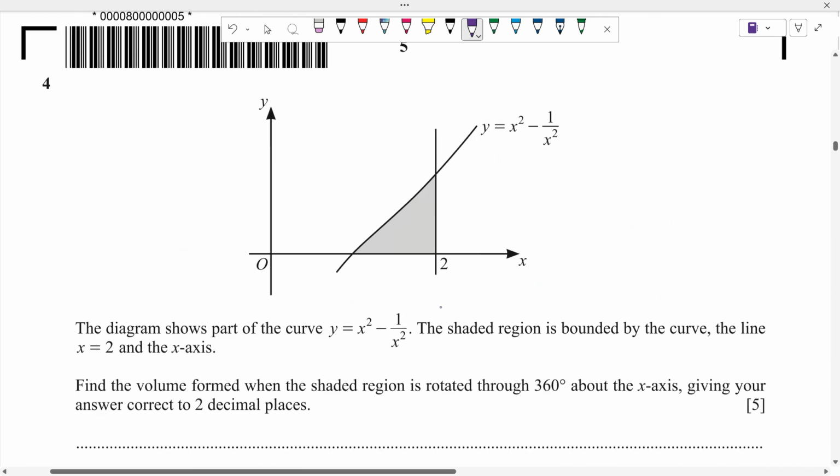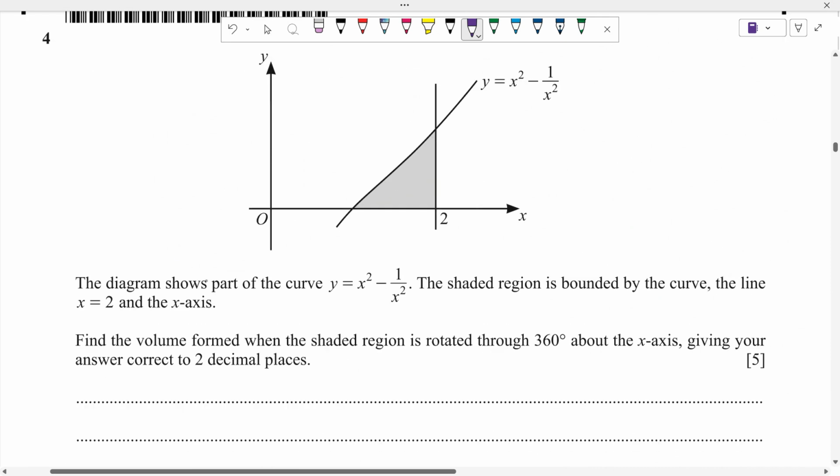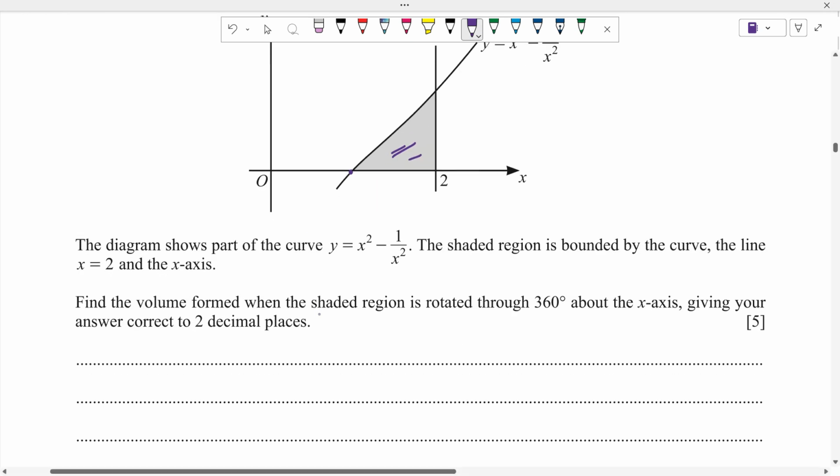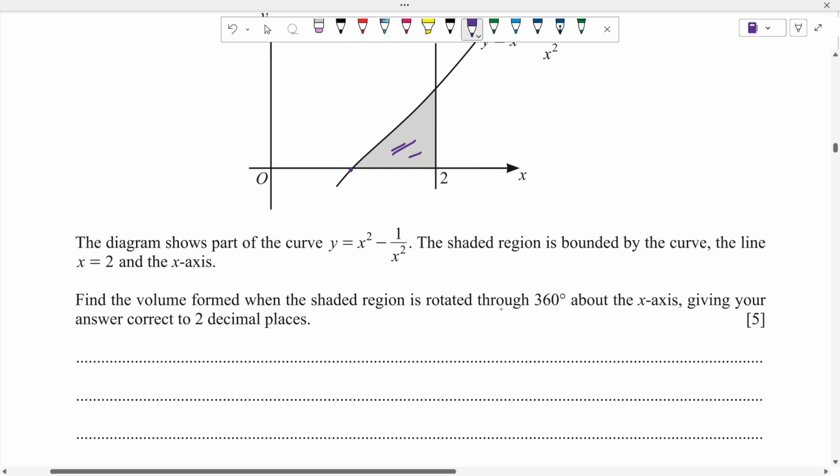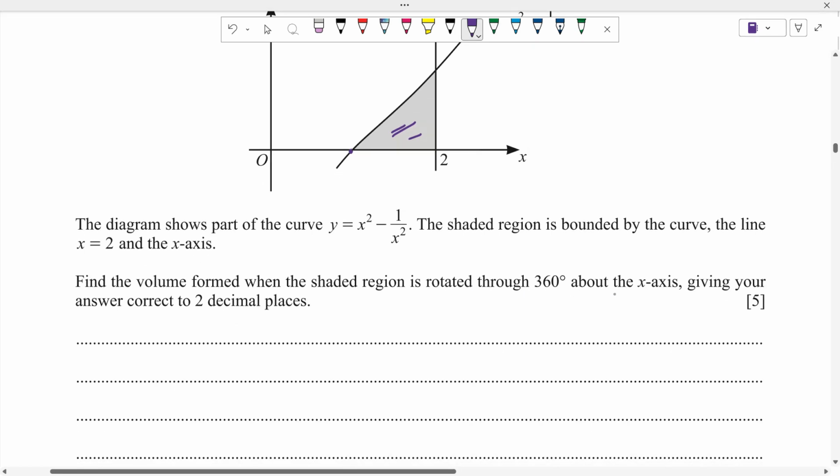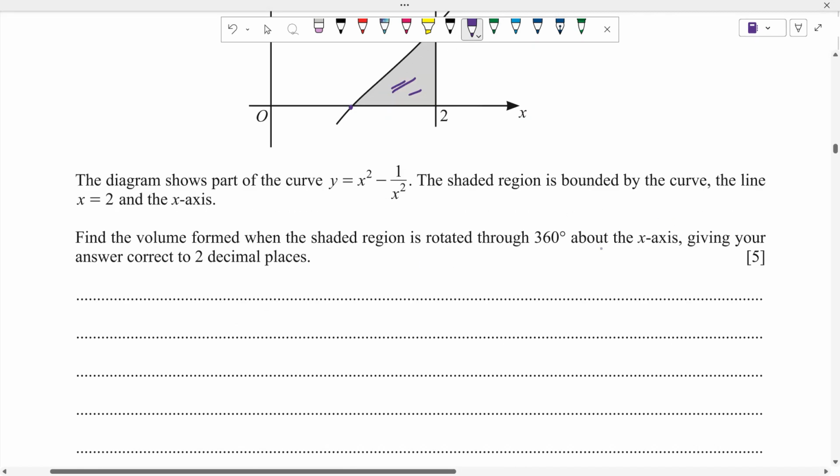Let's move to question number 4. It is given that the diagram shows part of the curve y equals x squared minus 1 over x squared. The shaded area is bounded by the curve, the line x equals 2 and the x-axis. This is the shaded area. Find the volume formed when the shaded region is rotated through 360 degrees about the x-axis, giving your answer correct to 2 decimal places.